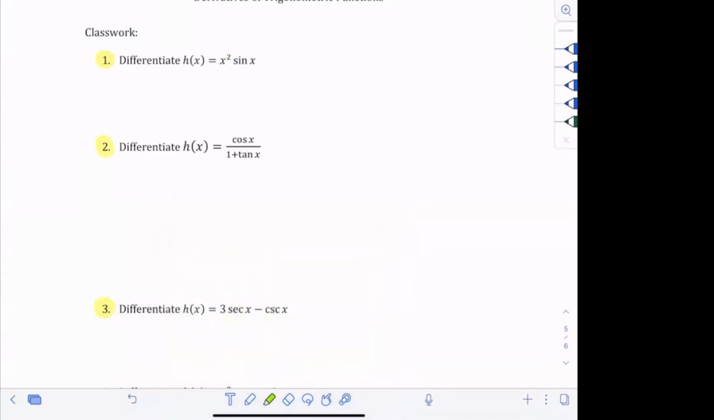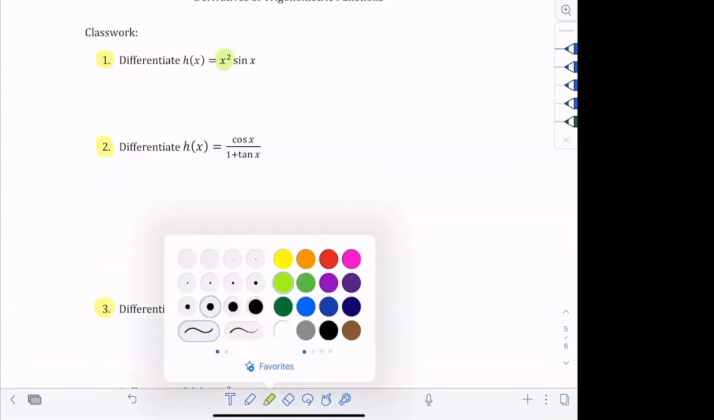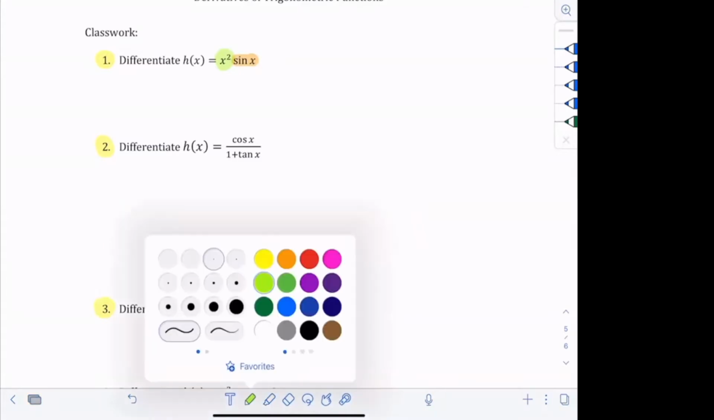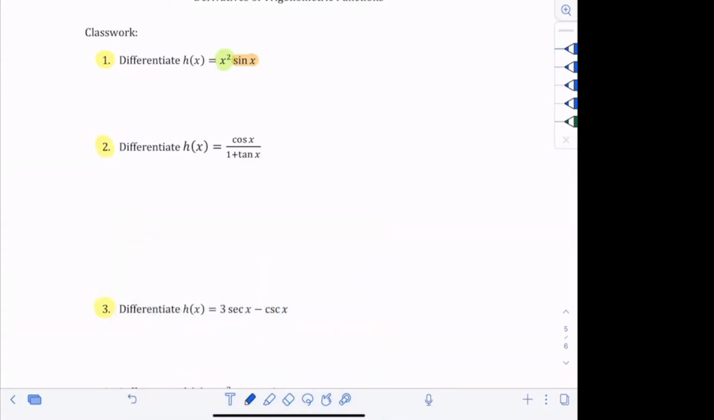So we've got the x squared, and then we've got sine of x. So when I go to write the derivative, it's going to be f prime g plus g prime f. So that's going to be 2x times sine of x plus the derivative of sine of x, which is cosine x, so it's cosine x times x squared. That'll be my answer.